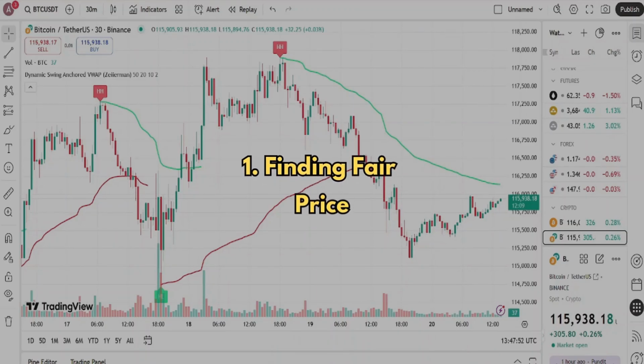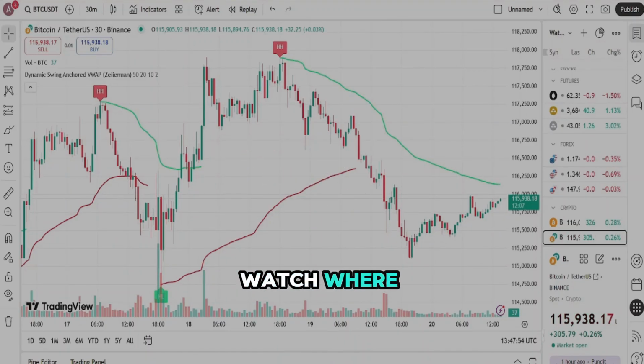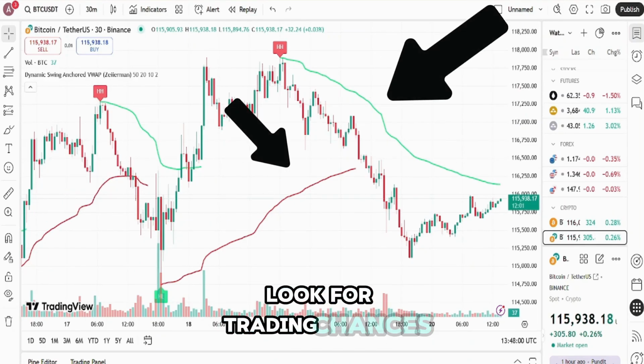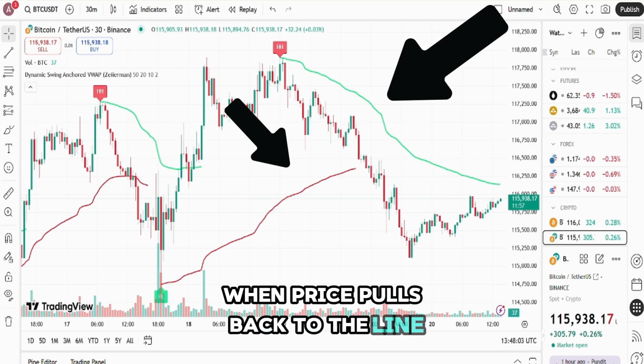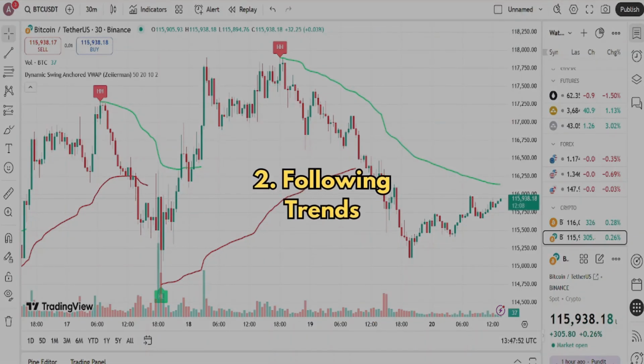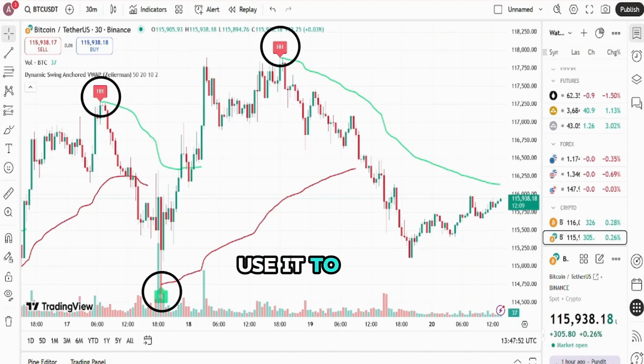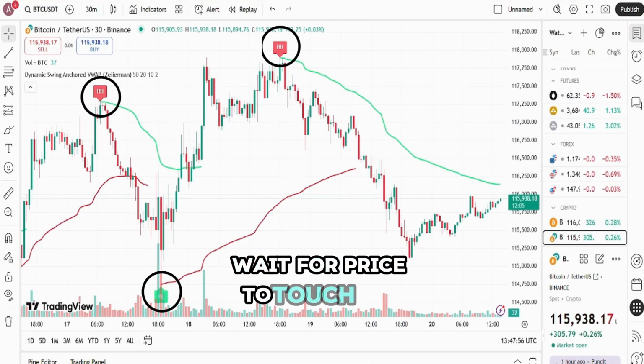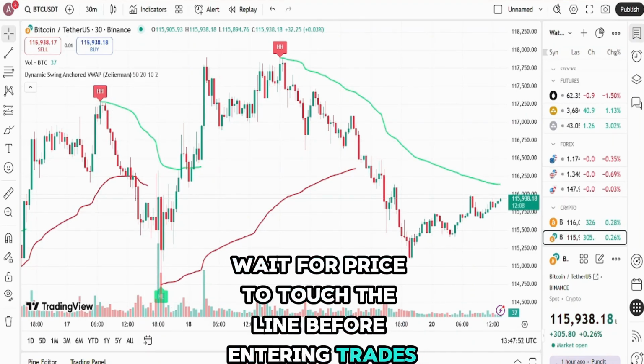How to use it. 1. Finding fair price. Watch where price meets the VWAP line. Look for trading chances when price pulls back to the line. 2. Following trends. Use it to spot good entry points during trends. Wait for price to touch the line before entering trades.